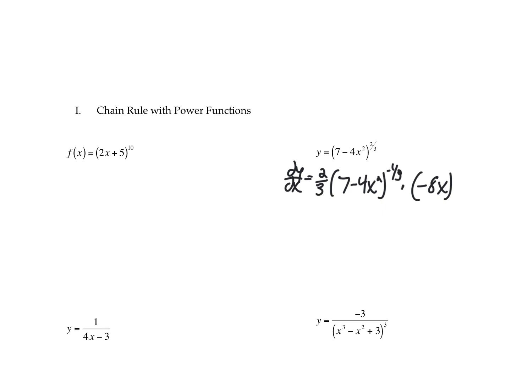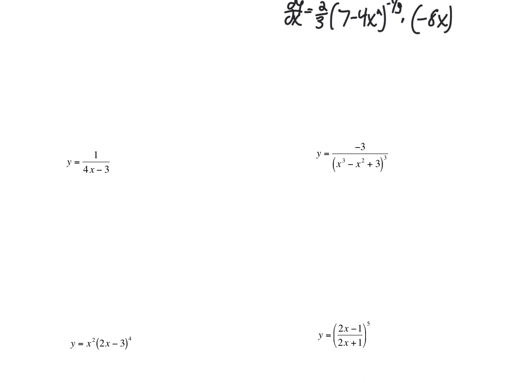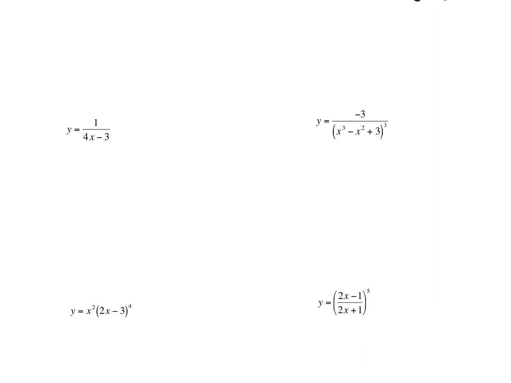Now in a problem like the one below it, negative 3 over x cubed minus x squared plus 3 cubed, you have two ways of doing this. You can jump right into the quotient rule, or I'm just going to show you an alternative way of doing this. We could rewrite this equation as y equals negative 3 times x cubed minus x squared plus 3 to the negative 3, and just use a simple power rule on that.